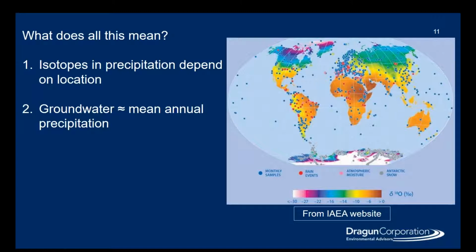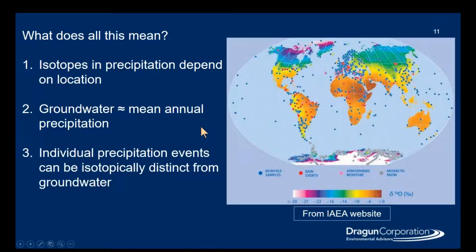So, you know, the runoff process will change things a little bit, but in general, if you looked at the precipitation map, you could get a pretty good idea of what the groundwater oxygen 18 concentration is like. So again, looking in our area of the Great Lakes, we're about minus 10. That's what we'd expect to see. But individual precipitation events can be isotopically distinct from the groundwater.